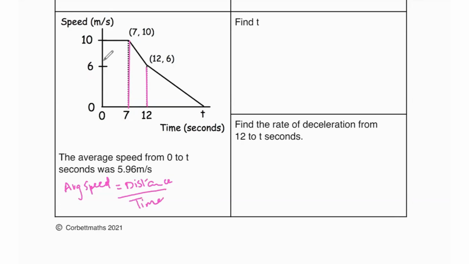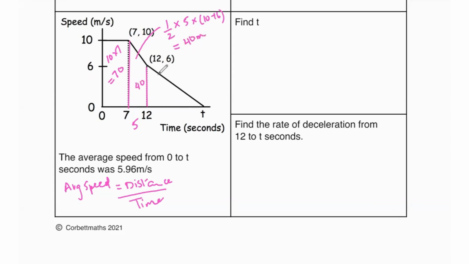So for the first part, it's going to be 10 times 7, which is going to give us 70. That's the distance in this part. And for the second part, it's a trapezium. So it's going to be 1 over 2 times the height, which is 5. This is 5. And the sum of parallel sides, that's going to be 10 plus 6. So that's going to give us 40.